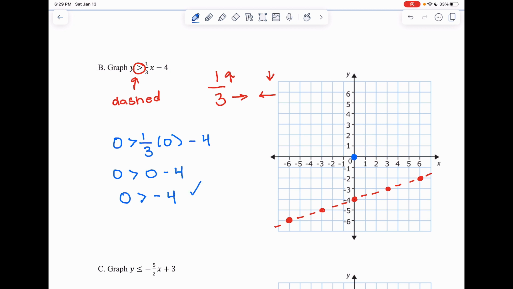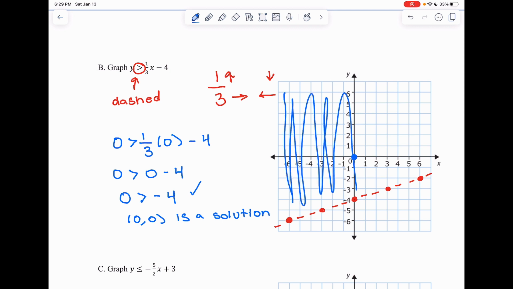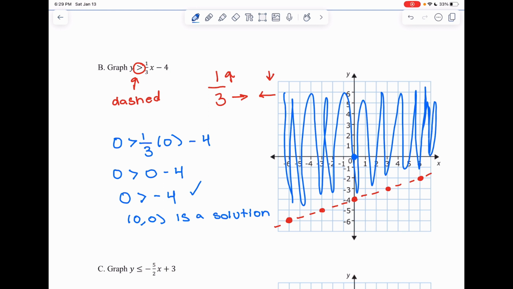So this is a true statement, which means 0, 0 is a solution to the inequality. So that means that the side that 0, 0 is on needs to be shaded because 0, 0 is a solution and it needs to be part of the shaded region.